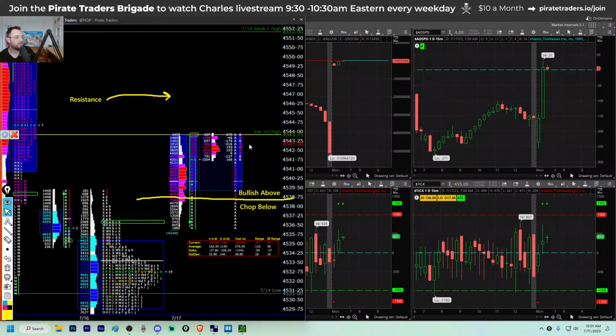Okay, so they just brought in some volume to backfill that low volume node at the high. And now the initial balance is to the upside, which is a little bit bullish to see.